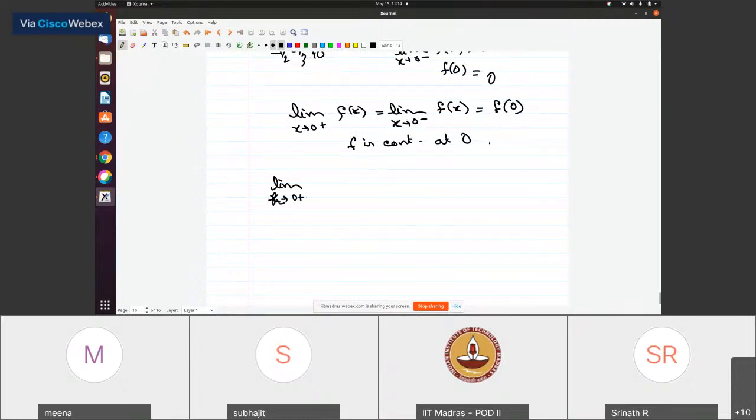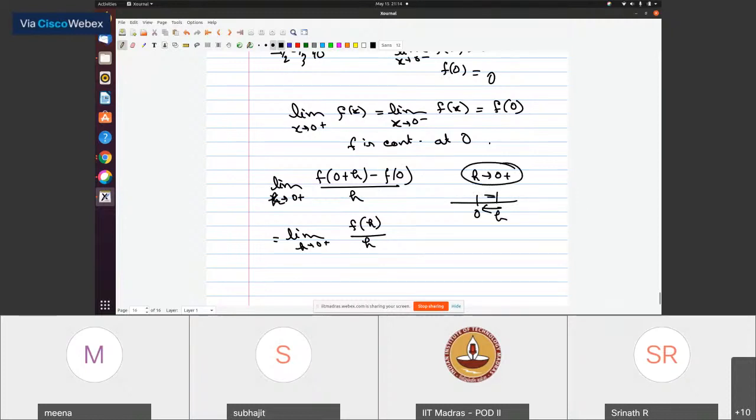Now for differentiability, you have to check at x equal to 0. So the limit as h tending to 0 plus of f(0 plus h) minus f(0), by h. Now f(0) is 0, so it is f(h) by h. H tending to 0 plus means h is coming from the positive side, so the function is nothing but h. So it is h by h, h will cancel out, and that will give us 1.